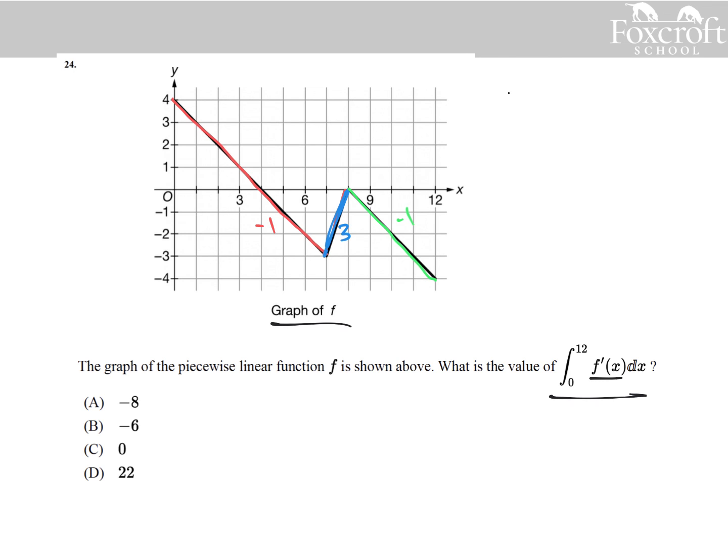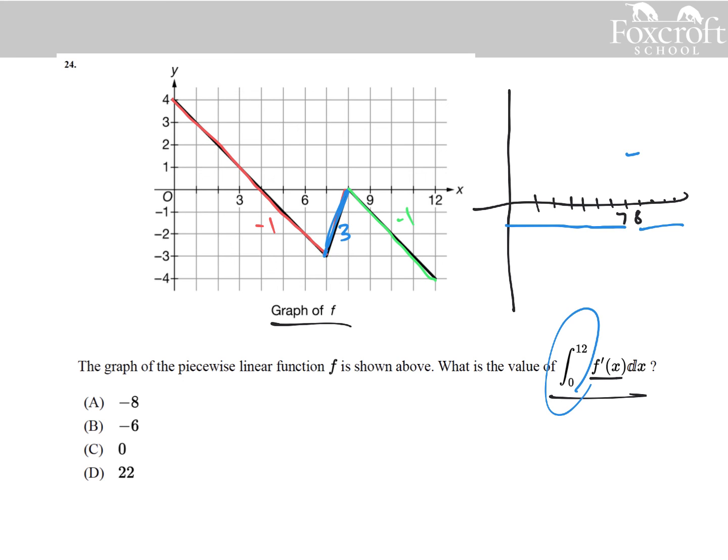So you're going to end up getting a graph for the derivative. It switches at 7 and 8. Up to 7, it's just -1. At 8, it jumps up to 3. And from 8 to 12, it's -1 again. The integral is just code word for the area. So I'm finding this area, that area, and that area. This one has area -7. This one has area 3. This one has area -4.